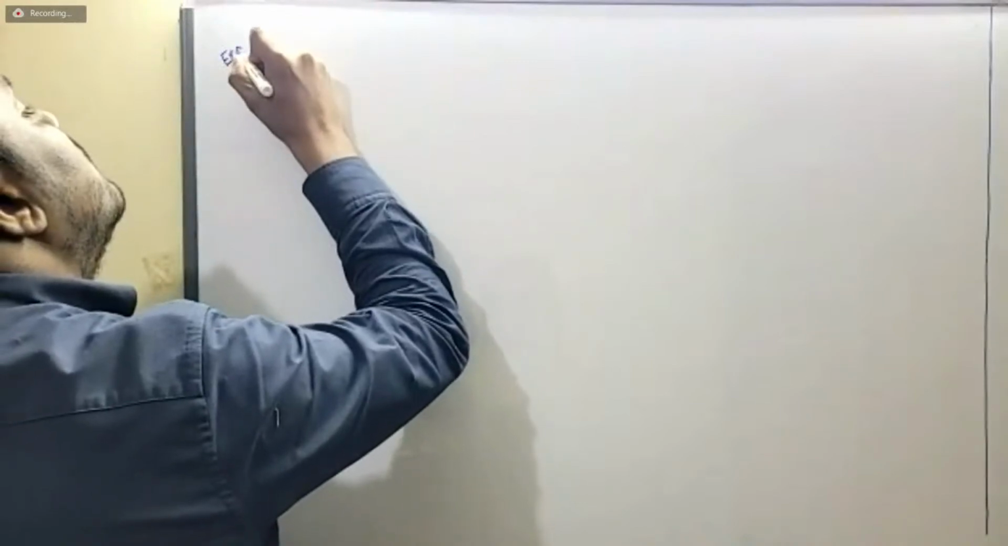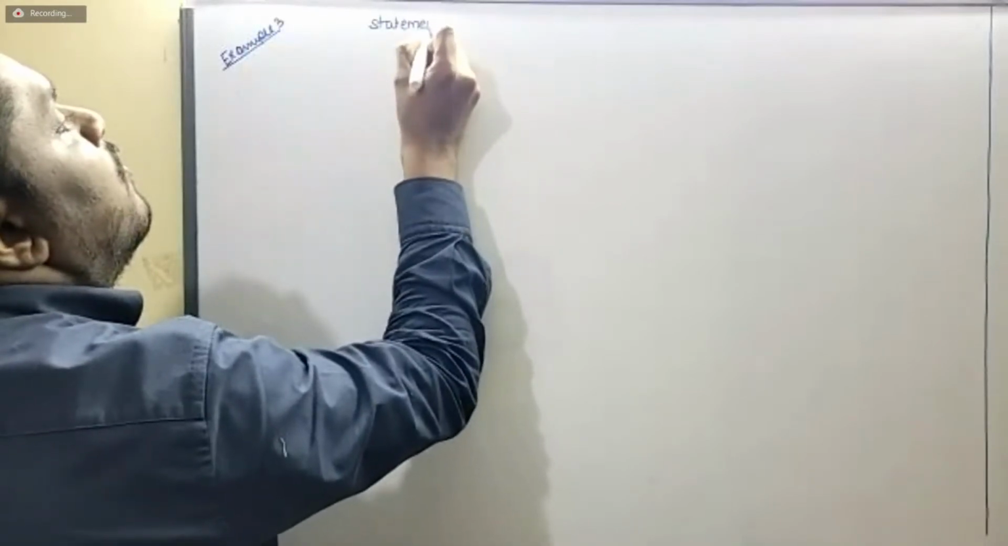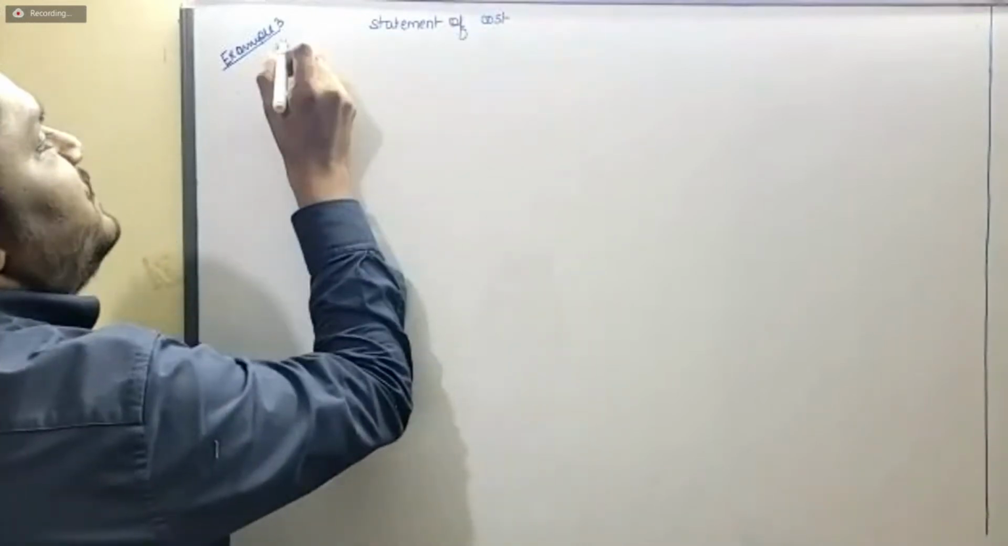The bus will make 3 up and down trips, carrying on an average 40 passengers on each trip. The bus will run for all 25 days in a month. Assume 15% profit on takings, that is 15% profit on revenue. Calculate the bus fare to be charged from each passenger. So let's start, guys. Let's first prepare the statement of cost.